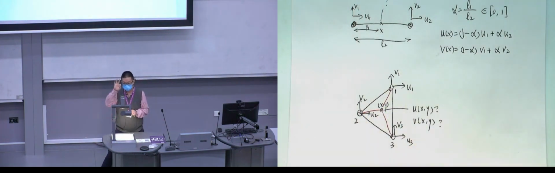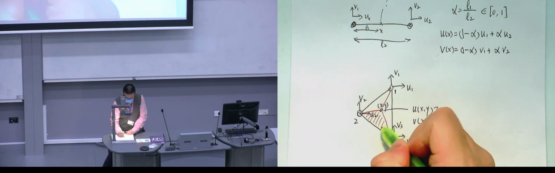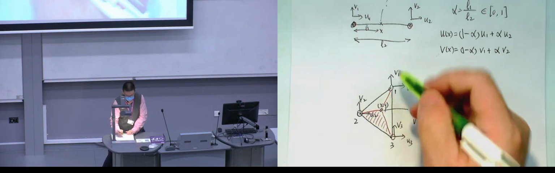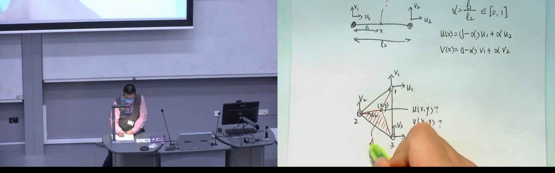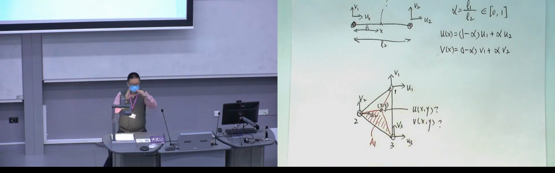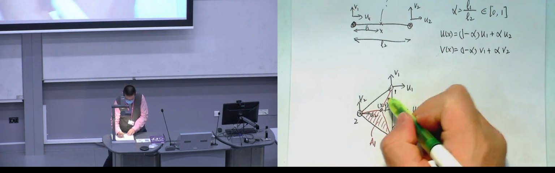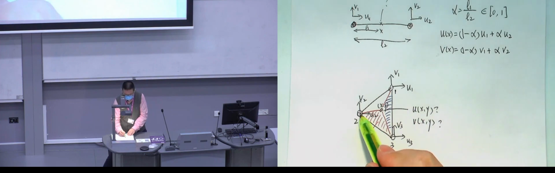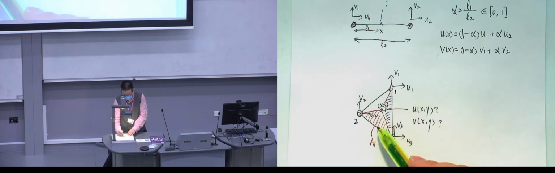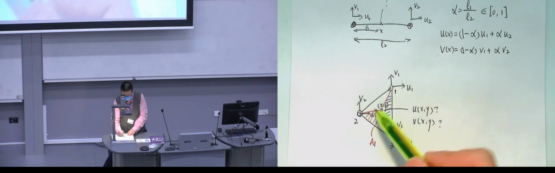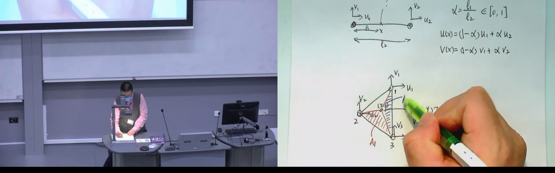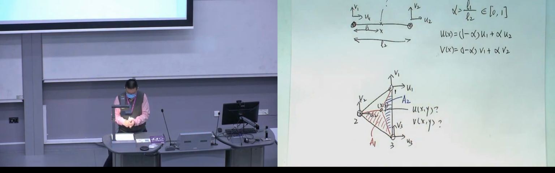divide the whole triangle into 3 small triangles. Okay? So the region opposite to node 1, we say its area is A1. It can get calculated, right? So for the region, I'm using another color, the region opposite to node 2, we say it's A2. And then we could have the third region.